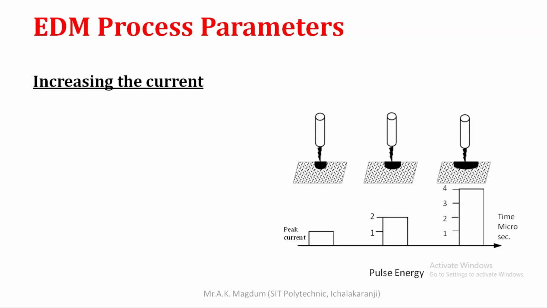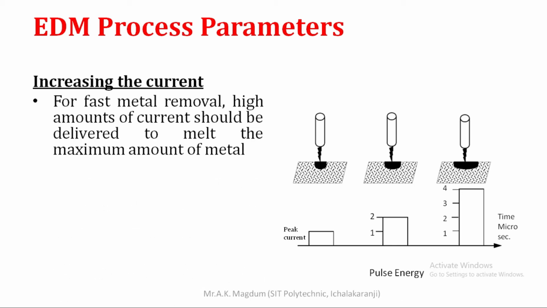Next, there are the EDM process parameters. That is a very important thing for the EDM process. The first one is increasing the current. This image shows the peak current, time in microseconds, and pulse energy. Increasing the current gives fast metal removal, which is a very important advantage. High amounts of current should be delivered to melt the maximum amount of metal.